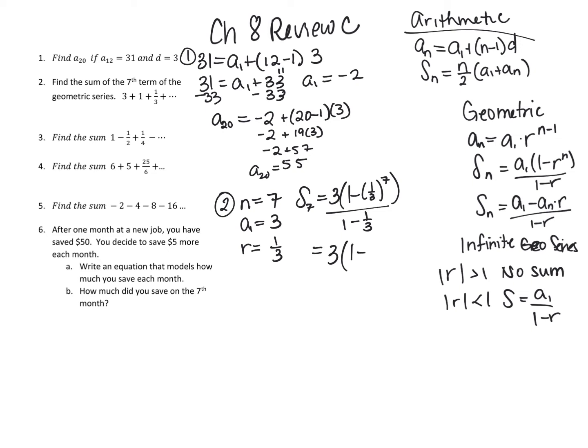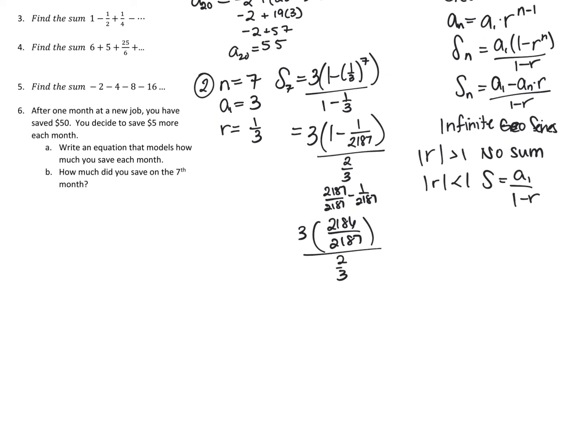And that's 3 times 1 minus 1 over 2187 divided by 2/3. So when I do that, remember we're keeping things in fractions. So it's 1 to the 7th and 3 to the 7th, and that's where I get the 2187. And 1 minus 1 over 2187, well, 1 is 2187 over 2187. And when I subtract 1 over 2187, we get 2186 over 2187 times the 3 divided by the 2/3. And we know that 3 goes into 2187 729 times, because 2187 was 3 to the 7th power.